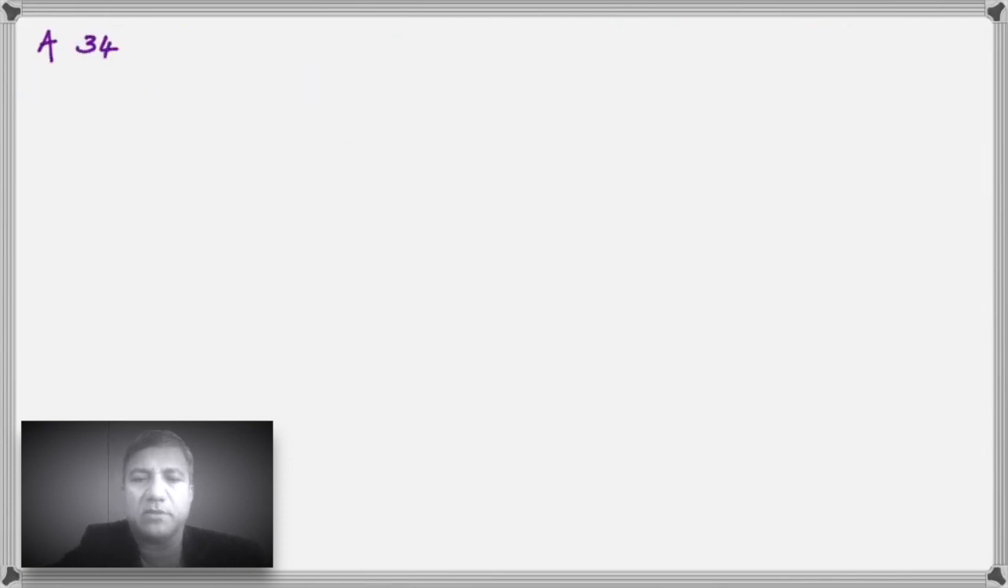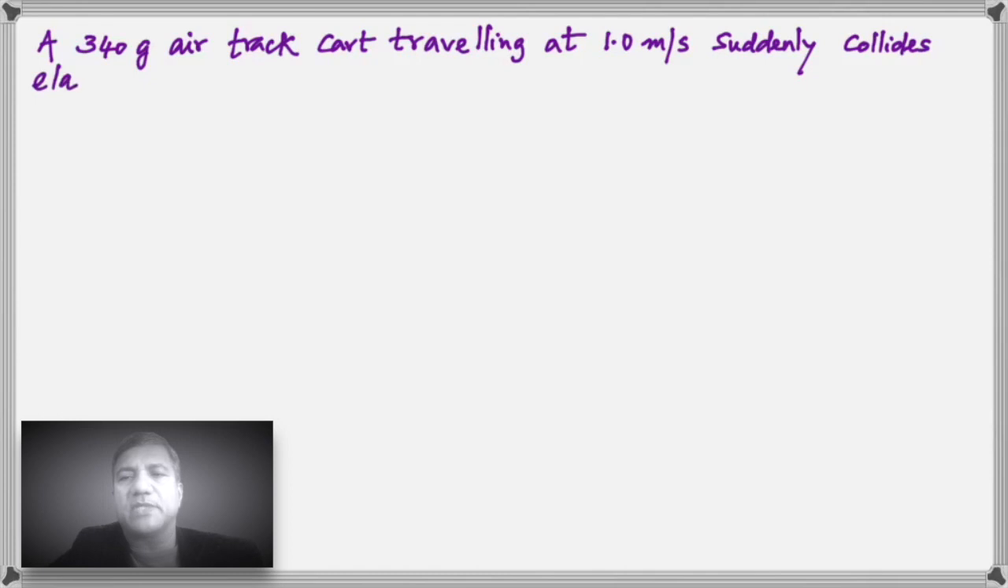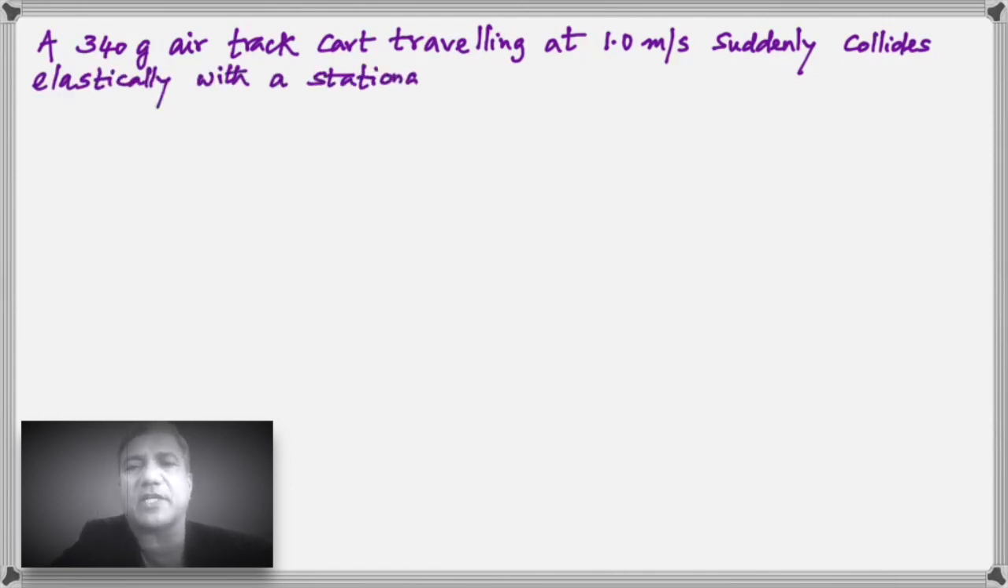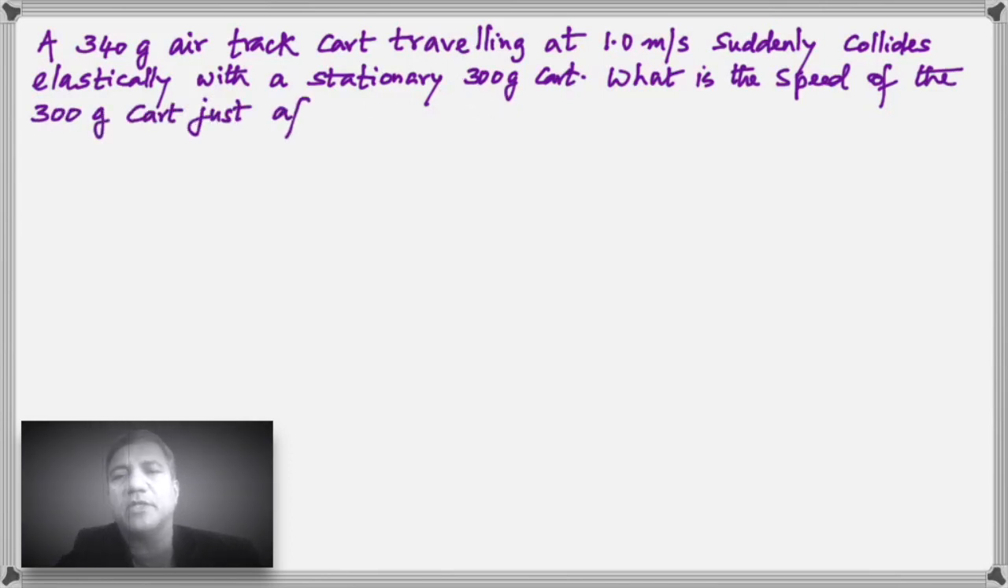So here we have a problem that could really be a tough one. Here we have a 340-gram air track cart traveling at 1 meter per second suddenly collides elastically. So that word is important. It's an elastic collision. So it collides with another stationary cart. That means that cart is not moving. What is the speed of the 300-gram cart just after the collision?